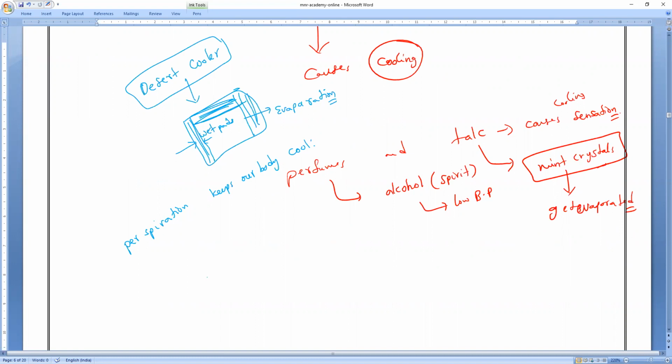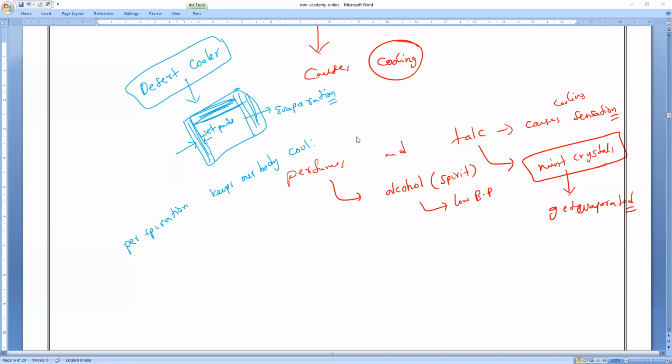So to cool off, our body perspires more and more, like we can say water, and the sweat gets evaporated by taking heat from the body. So it will remove the water in the form of sweat. That is the meaning of perspiration. Our body perspires more, and this sweat gets evaporated, taking heat away from our body. That is how perspiration keeps our body very, very cool.